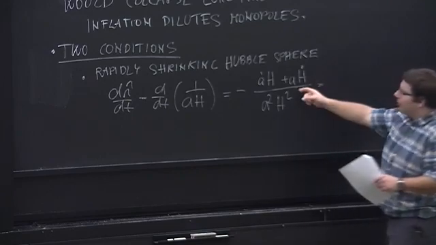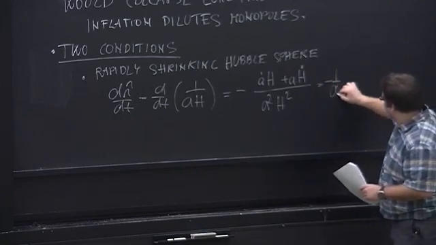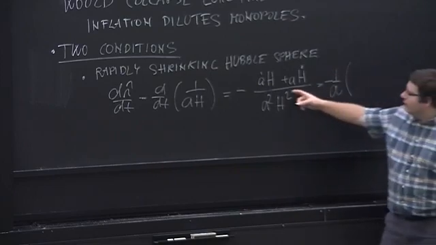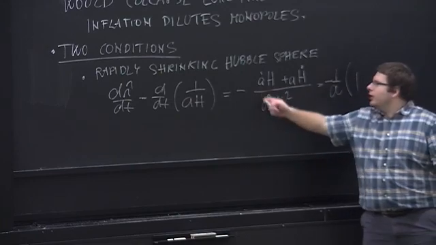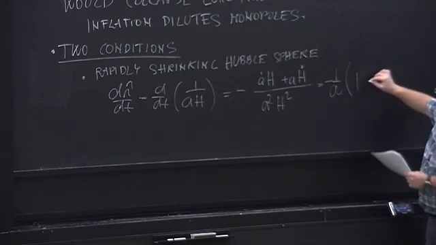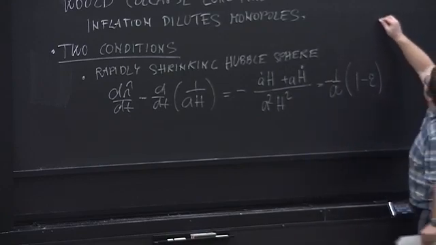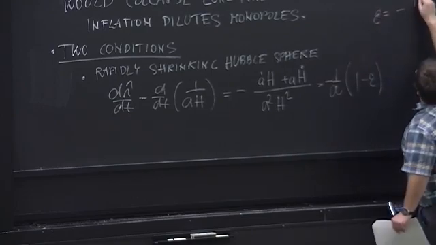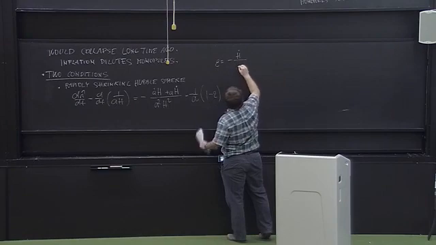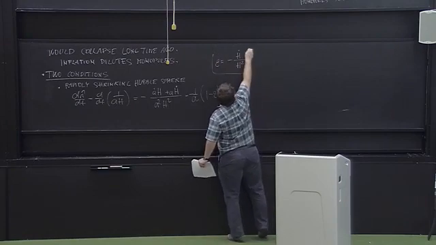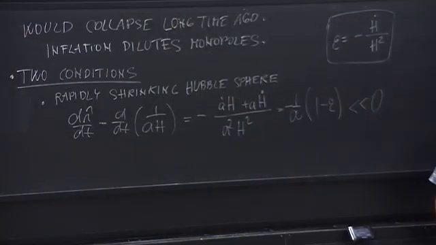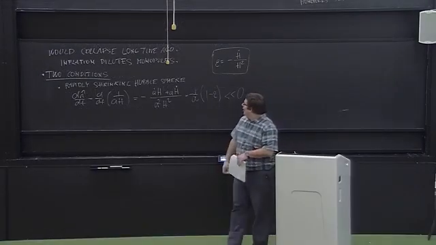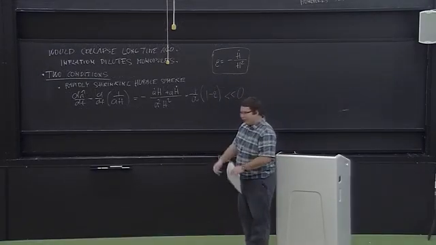So now I pull out 1 over a. And the first term just gives me 1, because I'm using that a dot over a is H. And the other term gives me epsilon, where this epsilon is defined to be minus H dot over H squared. Okay. So now, if you want this to be much smaller than 0, so that your Hubble radius is really shrinking very, very fast.